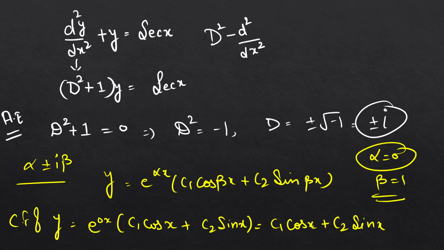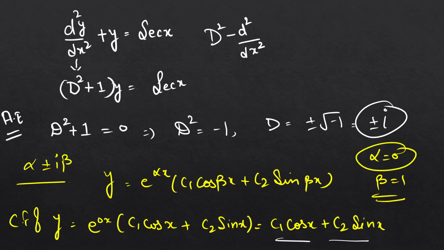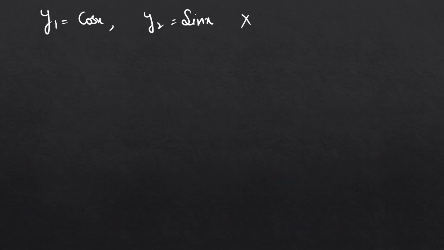So we can easily identify that in this case we have two values, cos and sine. From this we will take y1 is cos x and y2 is sine x. We are not taking a constant, since we are finding a particular integral. Here we can also find the value of X. X is secant x, so we can write down the value of secant x also.